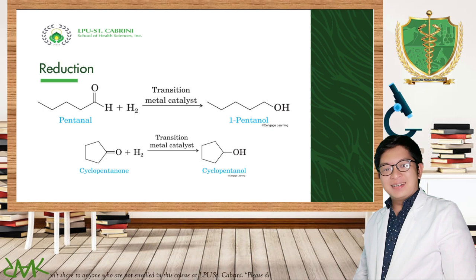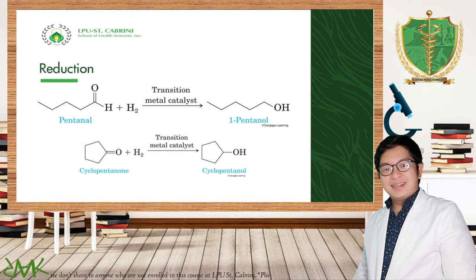Again, remember, oxidation of a primary alcohol will give us an aldehyde. Further oxidation of aldehyde in the presence of a strong oxidizing agent will give us carboxylic acid. Therefore, reduction of carboxylic acid will give you an aldehyde. Reduction of aldehyde will give you a primary alcohol. Reduction of an alcohol will give you an alkene. Reduction of alkene will give you an alkane. Bumabalik ka lang dun sa dati. At sana natatandaan mo at hindi mo siya nalilimutan.